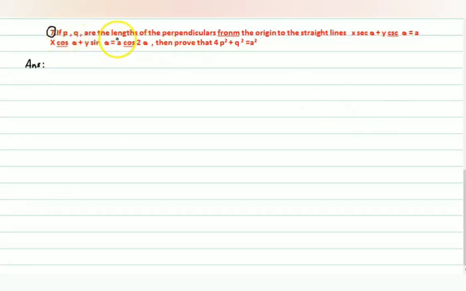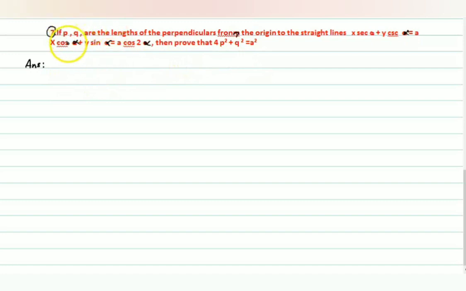If p and q are the lengths of perpendiculars drawn from the origin to the straight lines x secant theta plus y cosecant theta is equal to a, and x cos theta plus y sin theta is equal to a cos 2 theta, then prove that 4p square plus q square is equal to a square. In the IIT examination, it was given as alpha. So x cos alpha plus y sin alpha is equal to a cos 2 alpha. Then prove that 4p square plus q square is equal to a square.